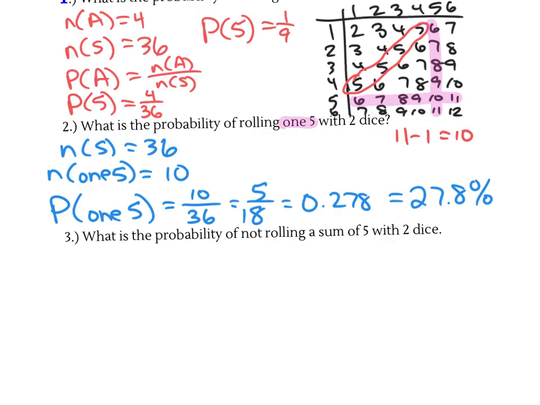Now, what is the probability of not rolling a sum of 5 with 2 dice? Well, you can think about this in 2 ways. We can just go ahead and count the number of sums of not 5, or we can think back to the fact that the sum of all probabilities has to equal 1, and we already have the probability of 5 occurring, so we could subtract that to get the probability of 5 not occurring.